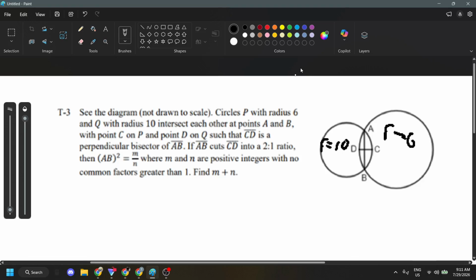CD is a perpendicular bisector of AB. If AB cuts CD in a 2-to-1 ratio, then AB squared is equal to M over N, where M and N are positive integers with no common factors greater than 1. Find M plus N.